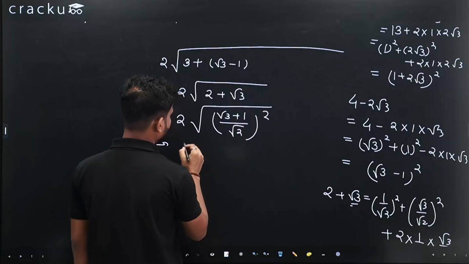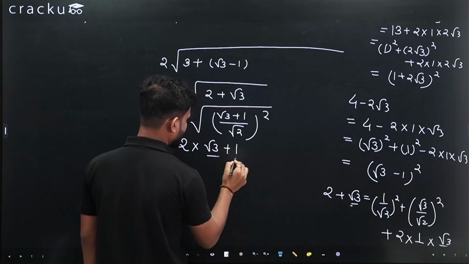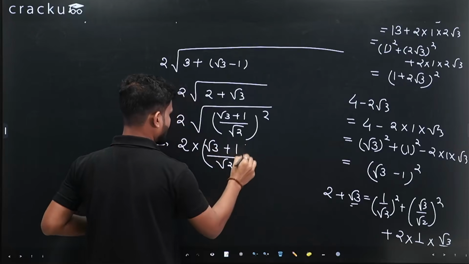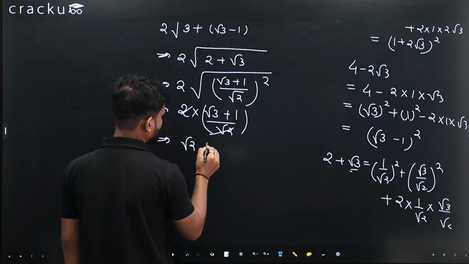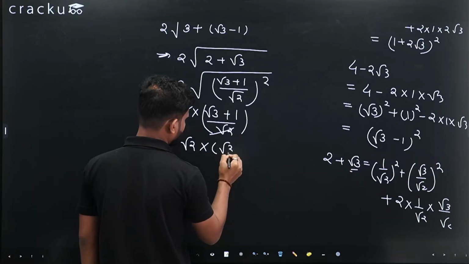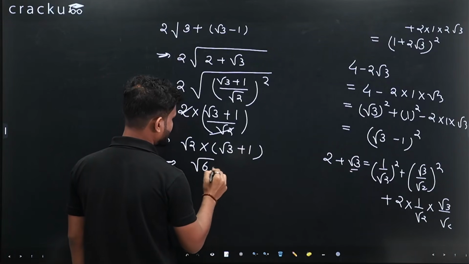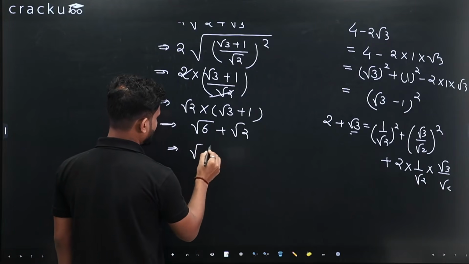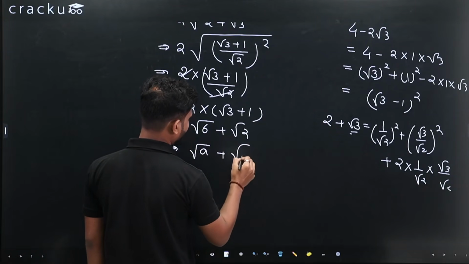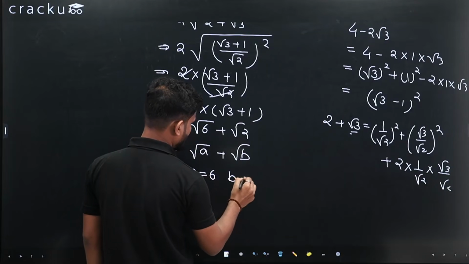This will come out. It will be 2 into root 3 plus 1 divided by root 2, right? Now this will be what? Root 2 will get cancelled here. So root 2 into root 3 plus 1. If you multiply into the bracket, it will be under root 6 plus under root 2, which is given equal to under root a plus under root b. So from here a is equal to 6 and b is equal to 2.